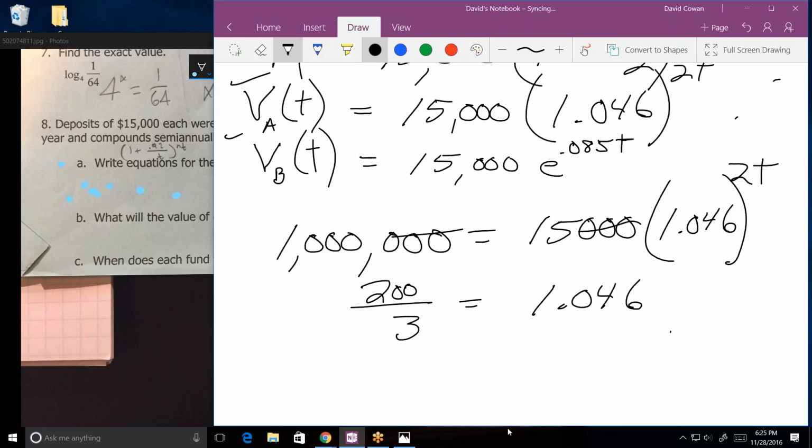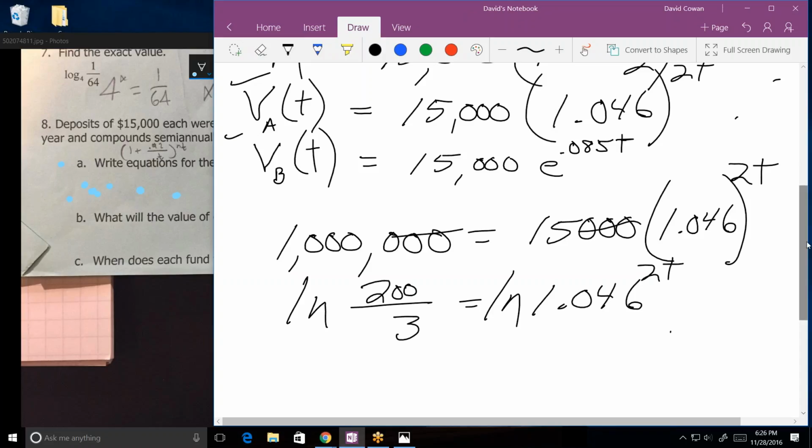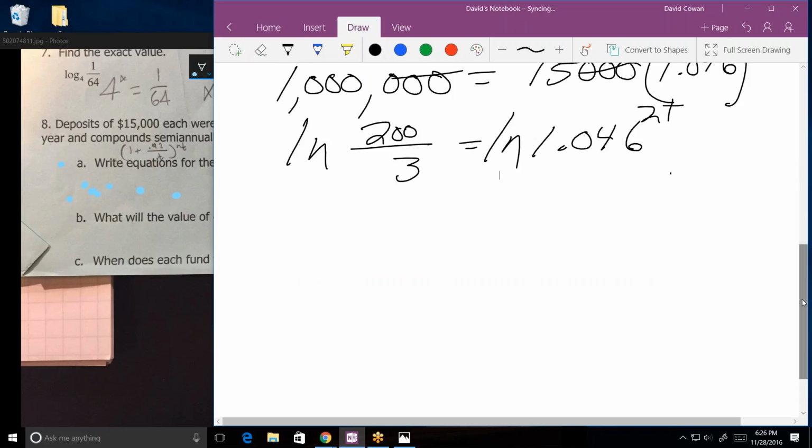1.046 to the 2t. Now what? Would you take the log of both sides? What kind of log? Natural log. Yeah, it doesn't really matter which kind of log you use. Natural log, you might as well get used to using it. When you get to calculus, you'll be using it almost exclusively. And these ratios are the same. In other words, if I use common logs, I'm going to come up with an answer here that's a ratio of 2 logs, right? Right.